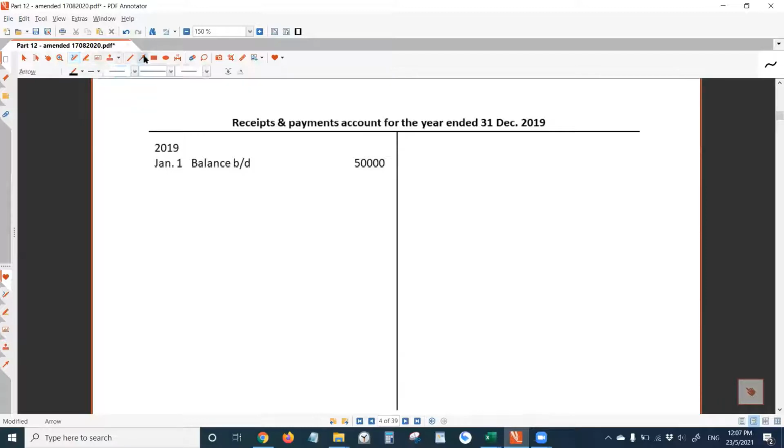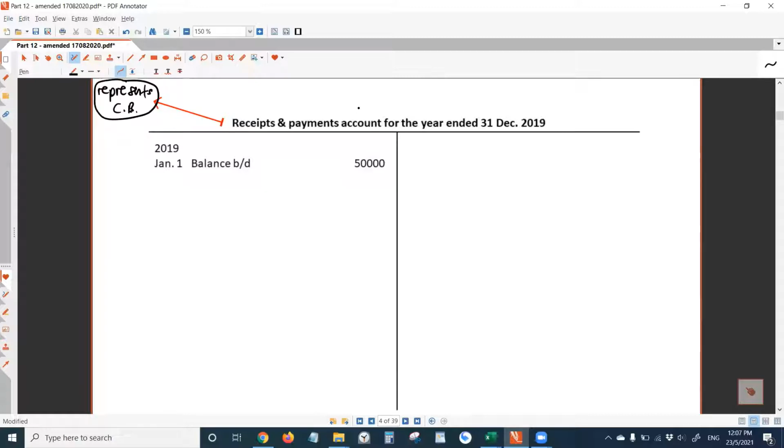What does it represent? It represents the cash book. Okay, must know what it represents, then you would know what to do with it. This represents the commonly mentioned cash book. But for this topic, we call this as receipts and payments account. So that's how it looks like.